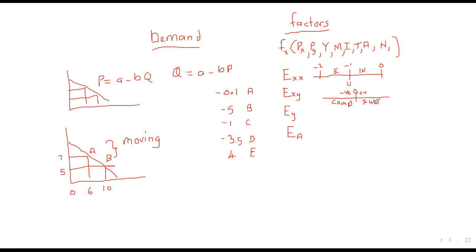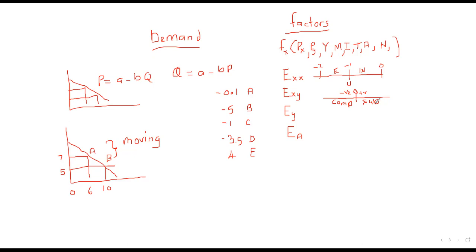For complementary goods, these are goods that go hand in hand. For example, cornflakes and milk are complementary goods. And the substitute good? They are goods that you can use either this or the other one. Like, for example, tea and coffee, you can either have tea or coffee. You can substitute one for the other.